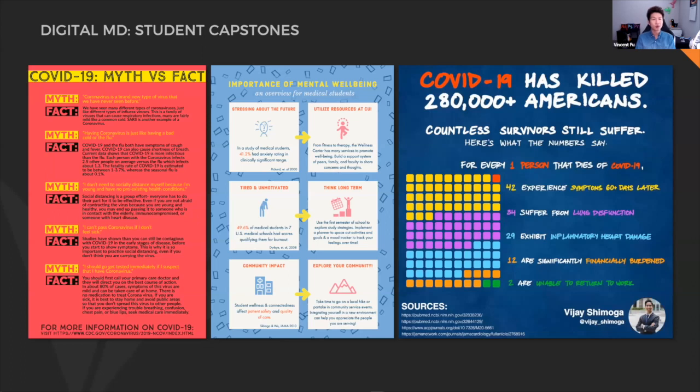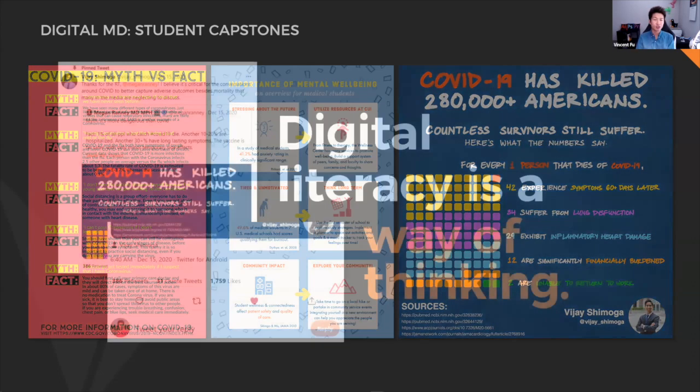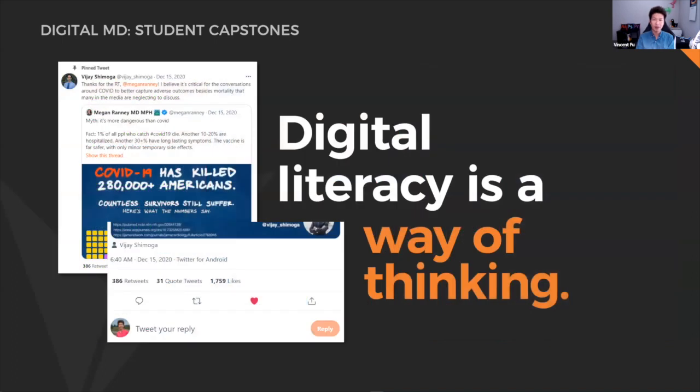And this represents the creative value that digital literacy can have for current medical students, even during the preclinical years. One of our students tweeted this during a discussion about COVID-19, December 2020. He replied to a major thread about statistics with his infographic, and truly he reached thousands of people after this MD MPH retweeted it to her audience as well.